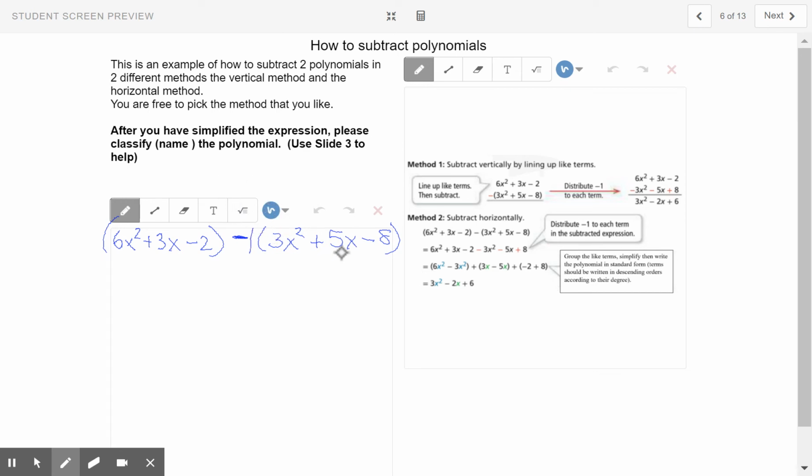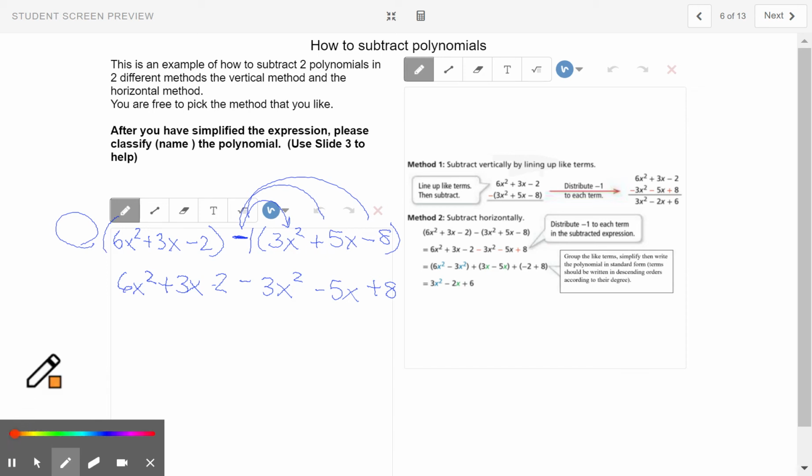So how we show that in math, we distribute that negative 1. Negative 1 times 3x squared is negative 3x squared. Negative 1 times 5x is negative 5x. And then all the way over, negative times a negative is a positive 8. And then we drop down the 6x squared plus 3x minus 2. The reason why we drop it down is there's nothing before there, so there's nothing to distribute.